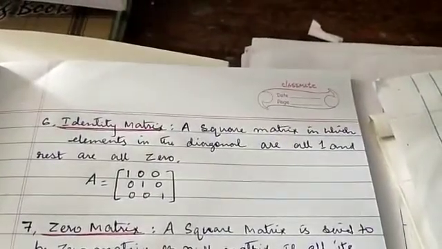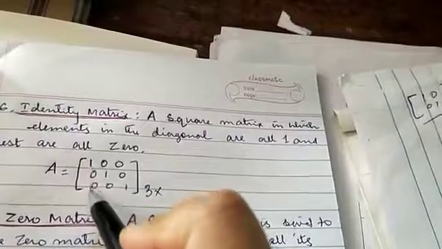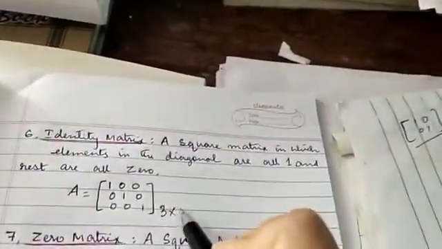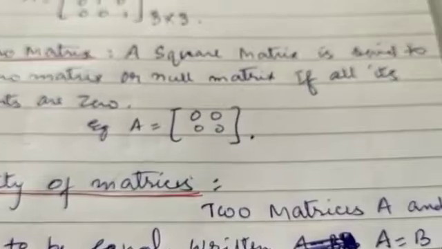Then we'll have the identity matrix. A square matrix in which the diagonal elements are all 1 and the rest are all 0. So this is your order of 3 identity matrix. You see first row, second row, third row by first column, second column, third column, so it's your order of 3. When you have order of 2, it will have 1, 0, 0, 1 in this form, 2 by 2. Identity elements means non-diagonals will be equal to 0 and diagonals will be equal to 1.